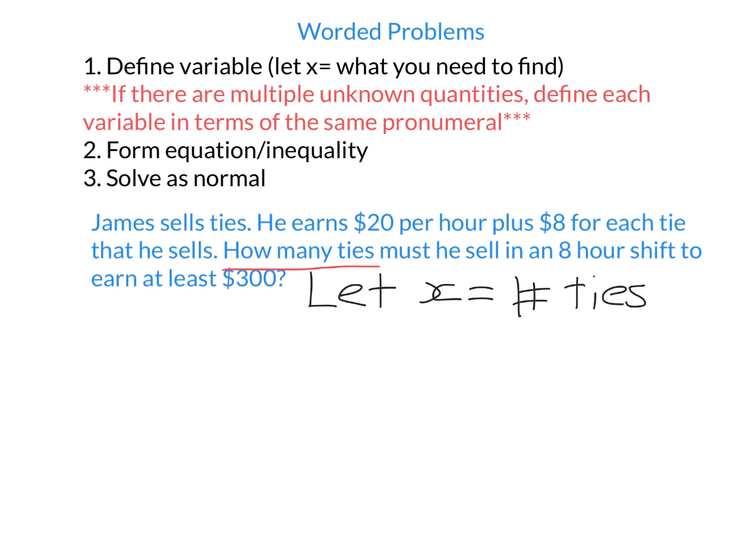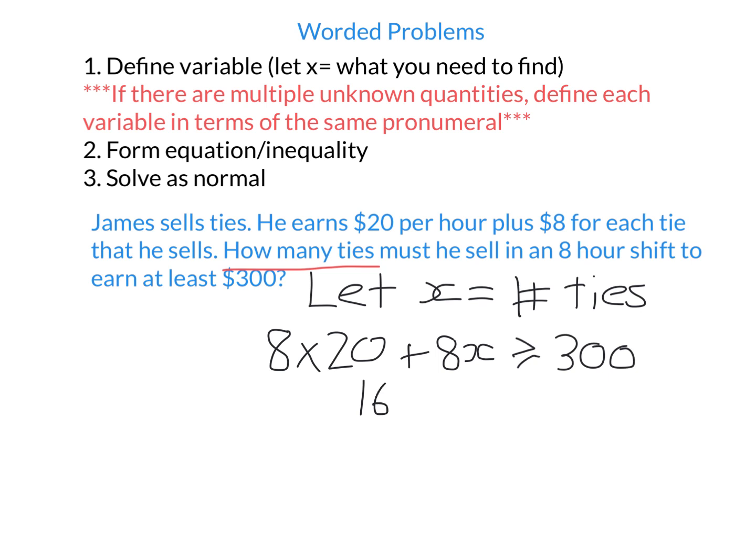Step 2, let's form an equation or an inequality. So the amount of money he earns in total, he earns for 8 hours $20 per hour. He also earns $8 for each tyre that he sells. So this is an expression representing the total amount of money that he earns. We want that to be at least 300. At least means greater than or equal to. So now we're just going to solve this inequality.